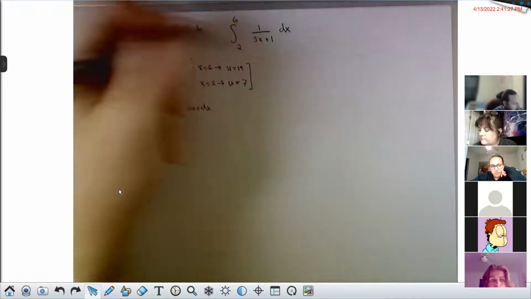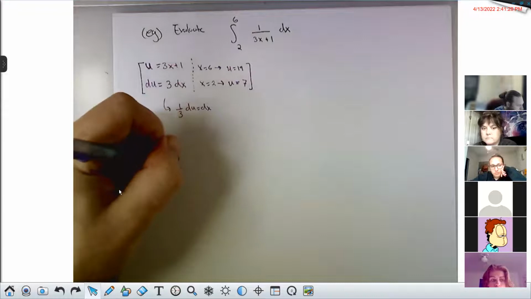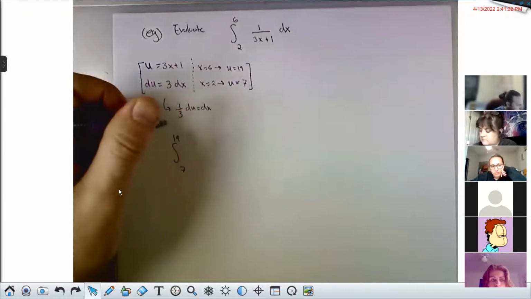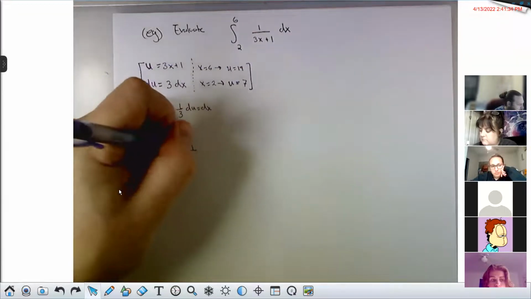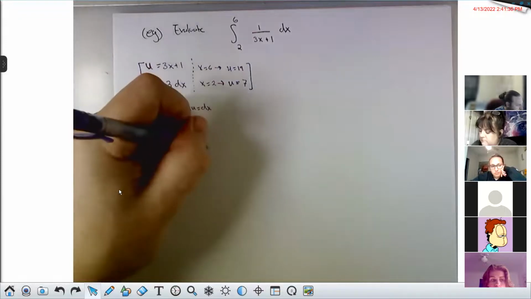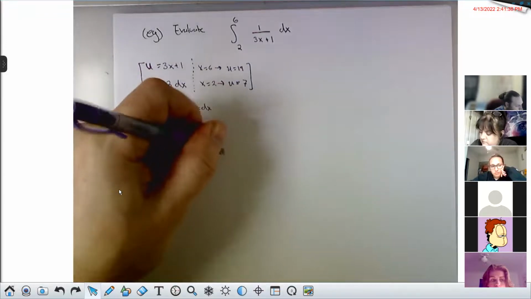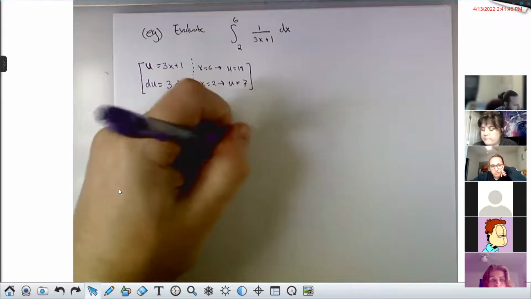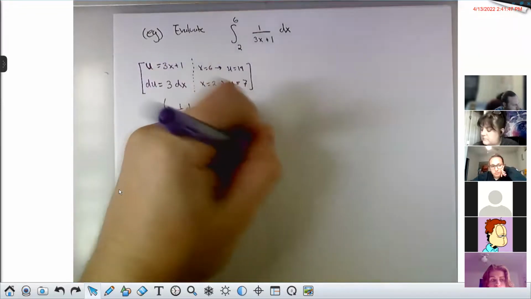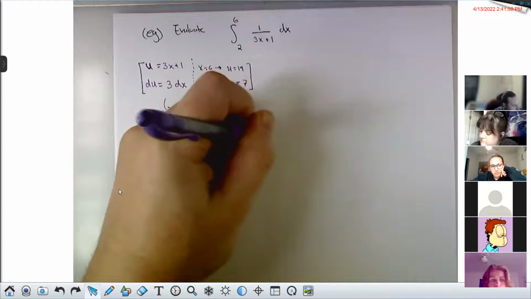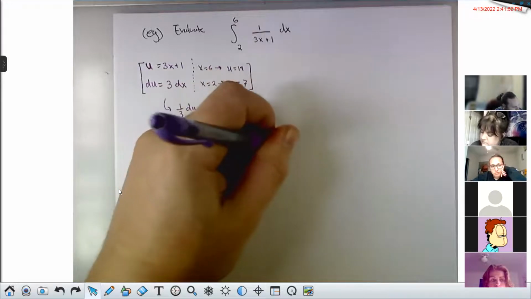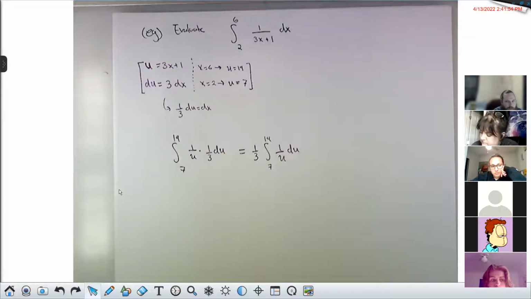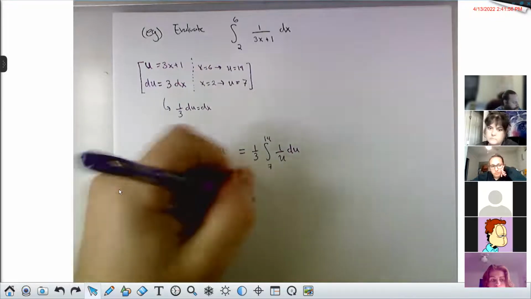So under this substitution, my integral is going to become the integral from 7 to 19 of 1 over u times 1/3 du. And that 1/3 is a constant. It will come out. And I'm left with the integral from 7 to 19 of 1 over u du. And we've run into this enough now that we should be comfy. What is the antiderivative I will use here?